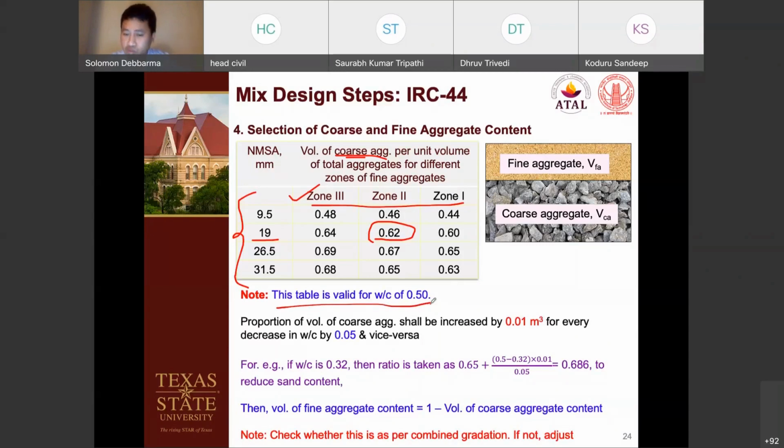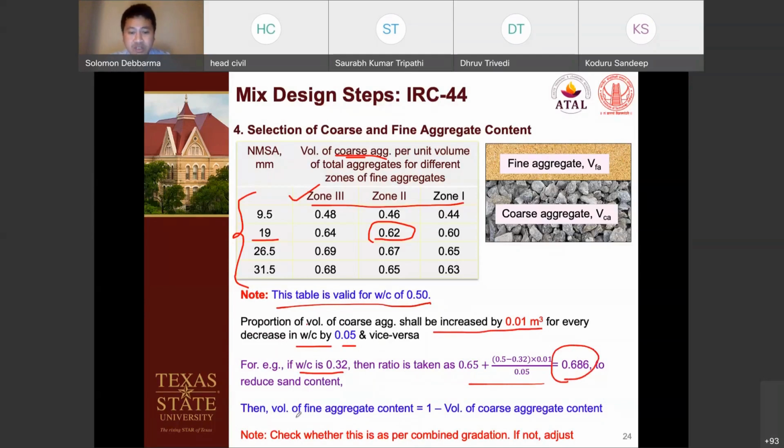determined that the water cement ratio, let's say if it is 0.32, so in such a case, the volume of coarse aggregate shall be increased by 0.01 meter cube for every decrease in water cement ratio by 0.05 and vice versa. So if our water cement ratio is 0.32, then the ratio is taken as this and gives us 0.686, right?